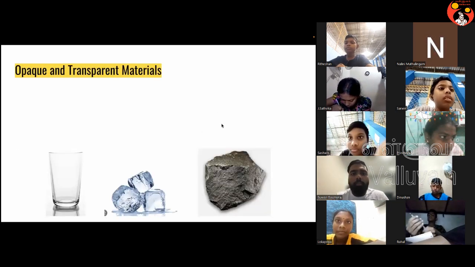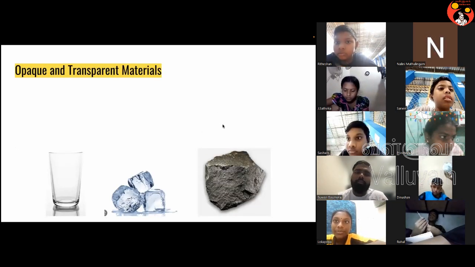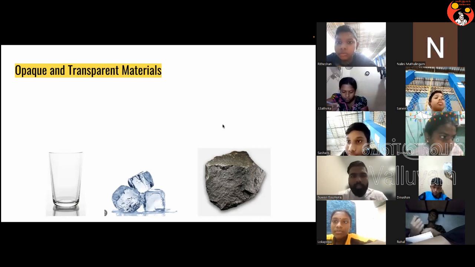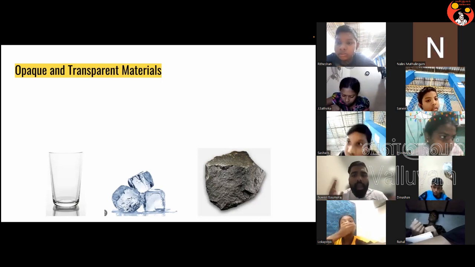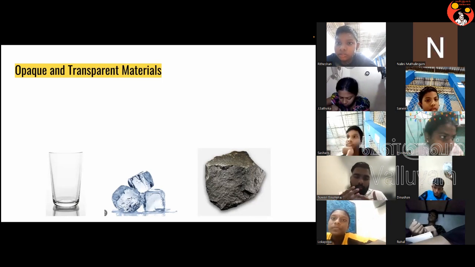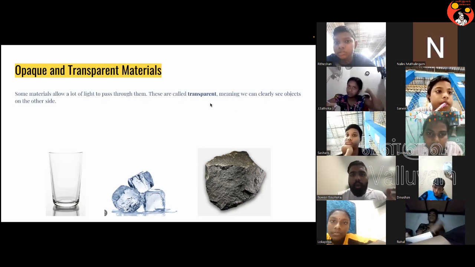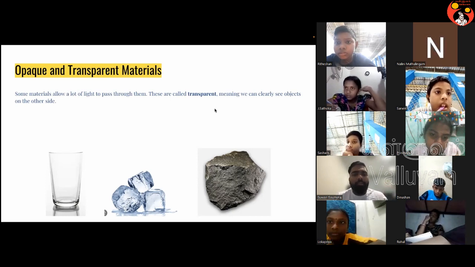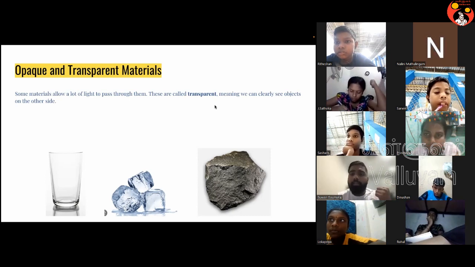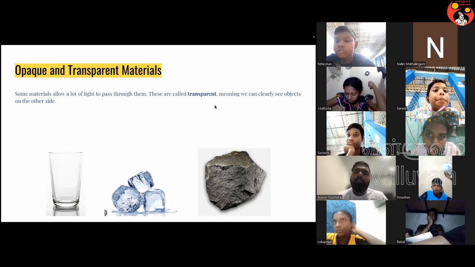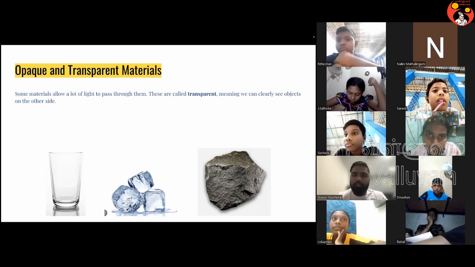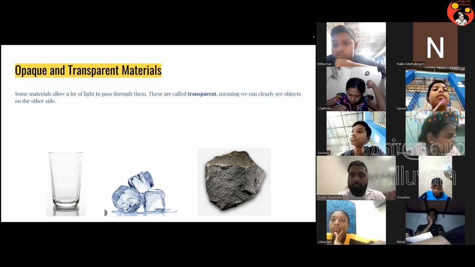Alrighty. So, opaque and transparent materials. Remember we were talking at the beginning how certain objects can let light pass through, and other ones will either have a minimizing effect or completely stop the light from passing through. Now, if the light is able to pass completely through, I think Sashwin was the one talking about it, he mentioned these are transparent. So this means that we can clearly see objects on the other side of the object because it allows the light to pass completely through.